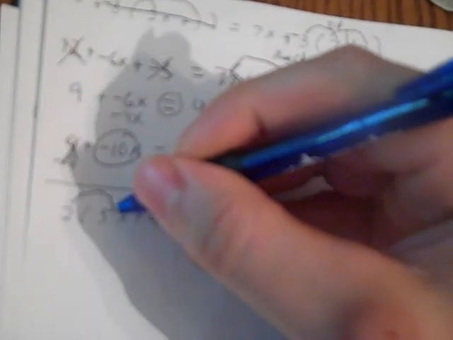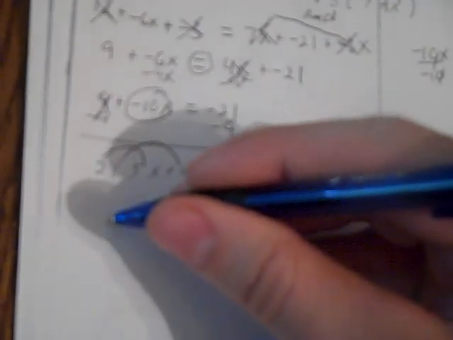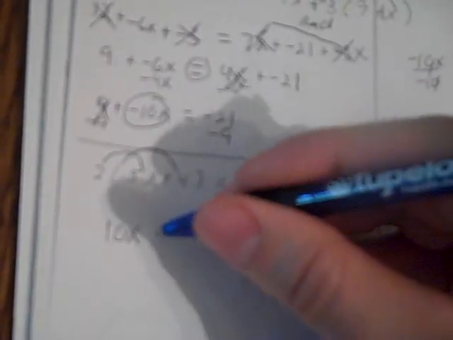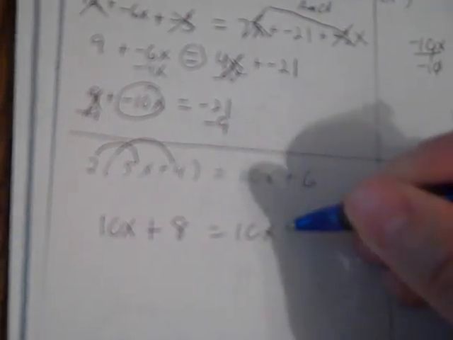Okay, and then the last one. Know where your variables are at. We got 5x and a 10x. Okay. If you have a parentheses, use your distributive property rainbows. So here, it's going to be 10x plus 8 equals 10x plus 6. Okay, are there multiple variables? Yeah, there's a 10. Yeah, they are.